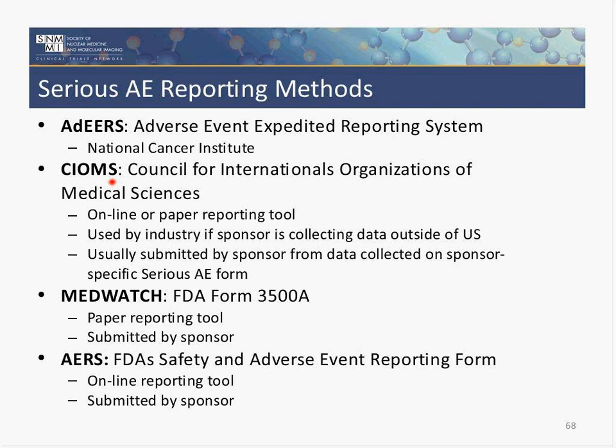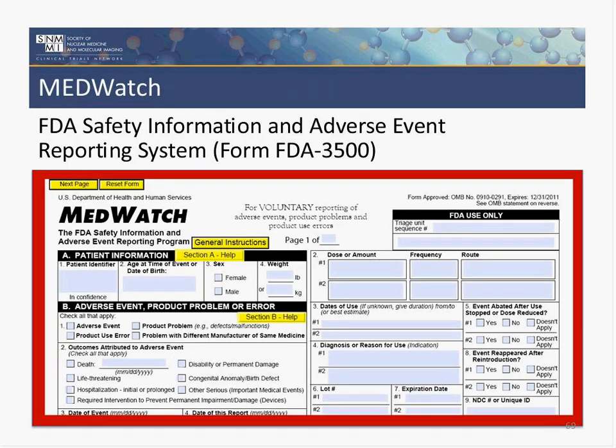For the Council for International Organizations of Medical Sciences, they have an online or a paper reporting tool that sponsors will adopt and use in their trials. Sponsors who do U.S. trials often will use just the FDA form. And FDA actually has an online reporting tool that can be used as well. So there's a lot of ways to report these.